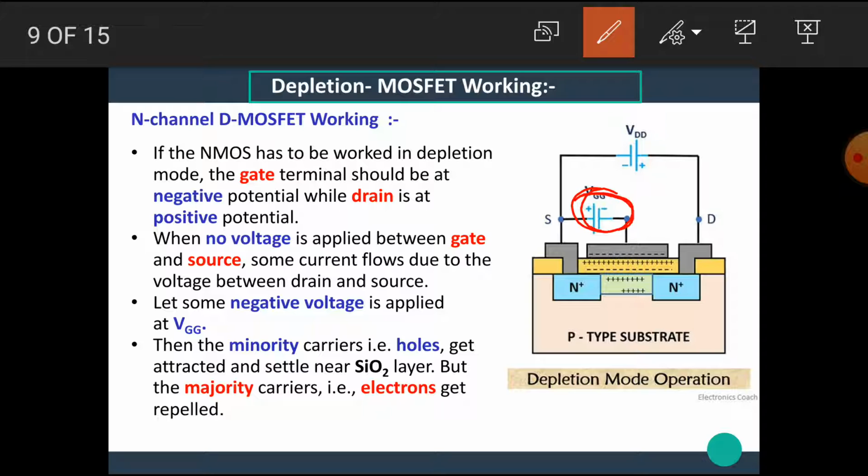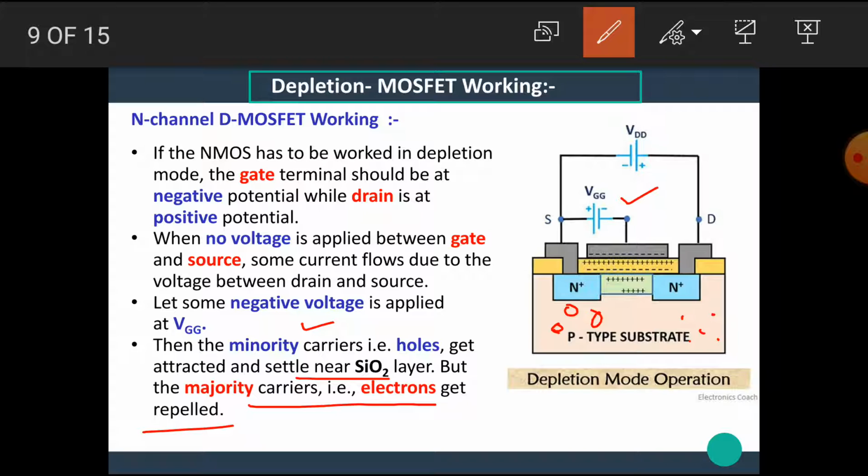Okay, then let some negative voltage be applied at VGG. Now the next case is some negative voltage is applied at VGG, then the minority carriers, that means holes, get attracted and settle near the SiO2 layer, but the majority charge carriers, that is electrons, get repelled. We know that this is the P-type substrate, and in P-type material holes are the majority charge carriers and electrons are the minority charge carriers.